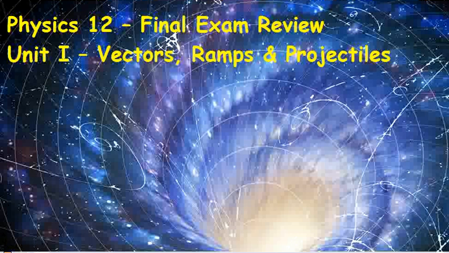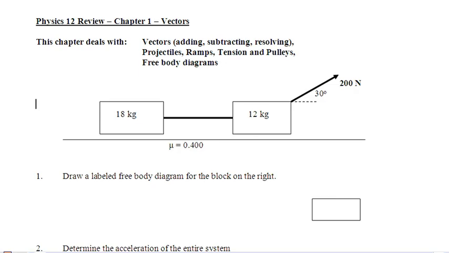So this is the first of 8 videos for reviewing for the final exam for Physics 12. This is the one for our first unit when we were looking at vectors and how we could use them for ramps and for projectiles. And so this works off of the about 30-page handout, and we're starting right here on the first page.